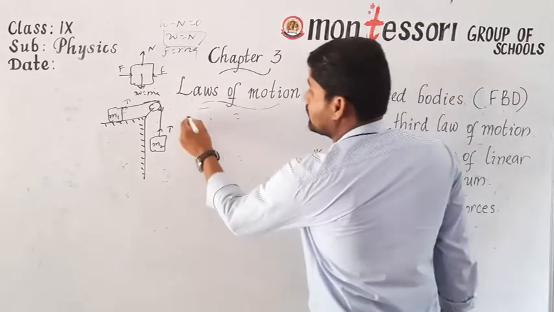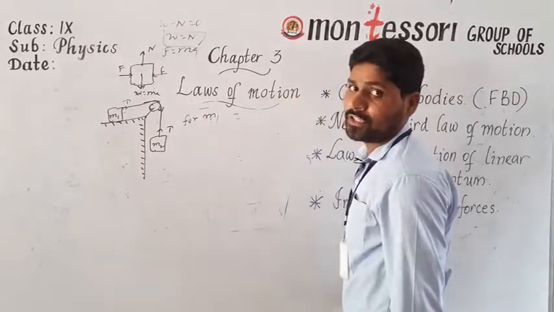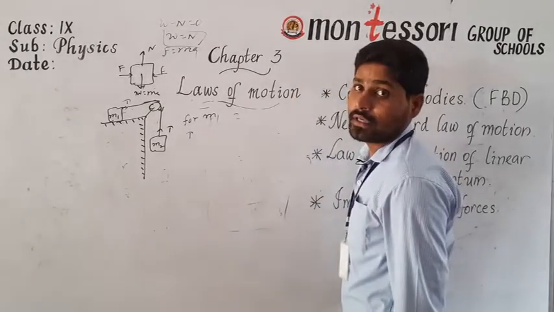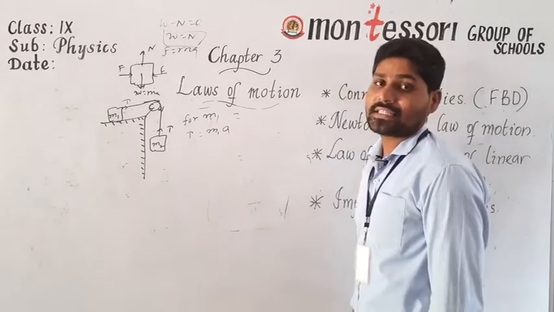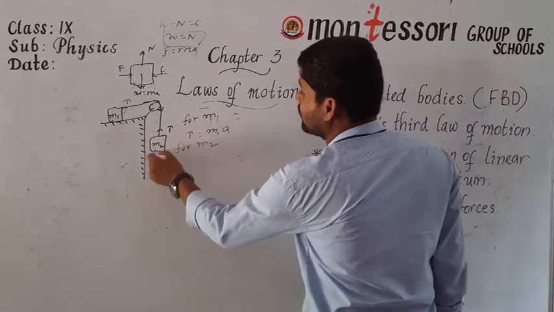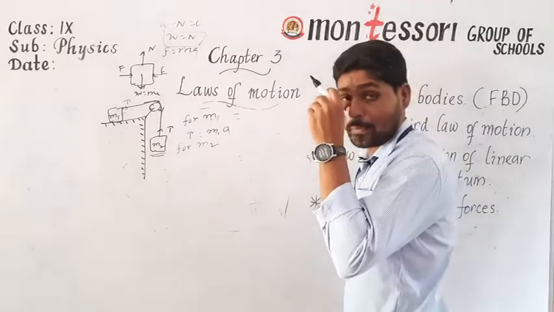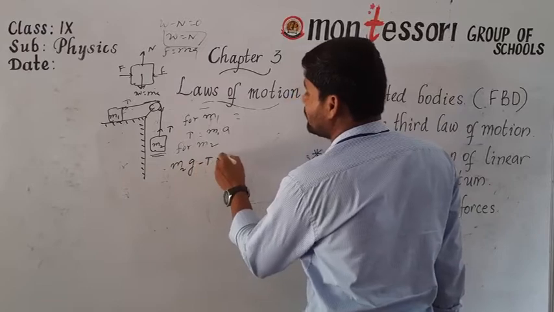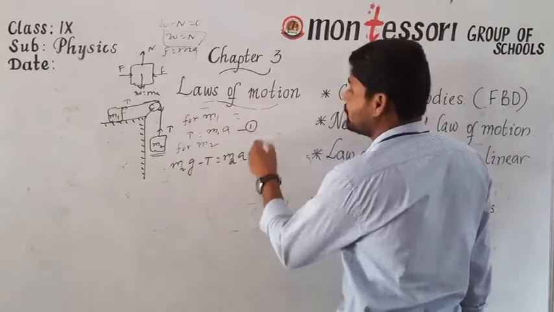For the mass M1, tell me now, T is equal to M1 into A. For M2, the second body, tell me which one is greater here, tension force or weight? Weight is greater. So M2 into G minus T is equal to M2 into A. Let it be the first equation and this the second equation.